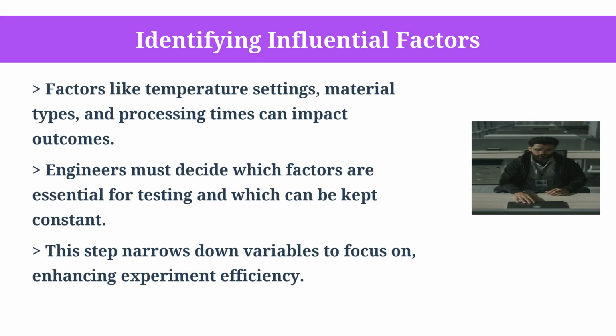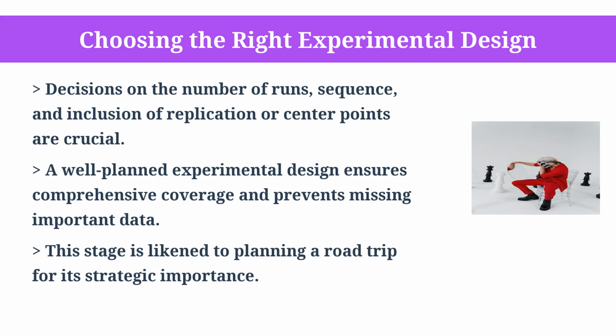Next up is identifying the factors that could influence the outcome of your experiment. These might include things like temperature settings, material types, or processing times. We need to decide which ones are crucial for testing and which can be held constant. Then comes choosing the right experimental design. This involves deciding how many runs you'll do, what order they'll happen in, and whether there will be any replication or center points. It's like planning your route before going on a road trip. It saves time and ensures you don't miss anything important.